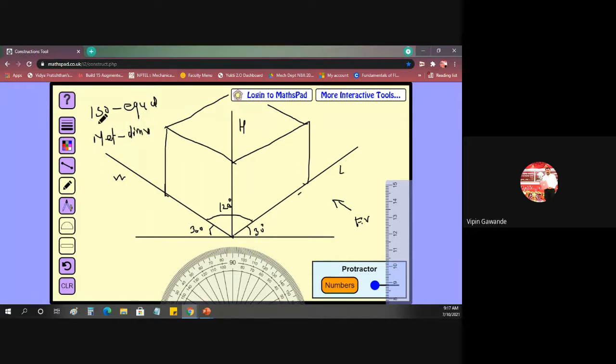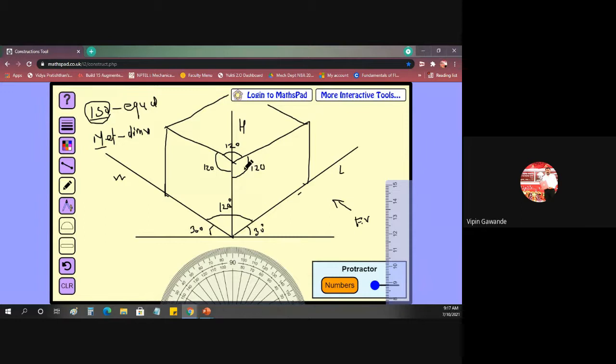Okay, so equal dimensions. Isometric means what? Equal dimensions. What is equal here? The angle between all of them. See, this is 120 degrees, this is 120 degrees, and this is also 120 degrees. So all these three angles are 120 degrees. That's why this is called the isometric drawing. Only if this condition is satisfied do we call it an isometric drawing.